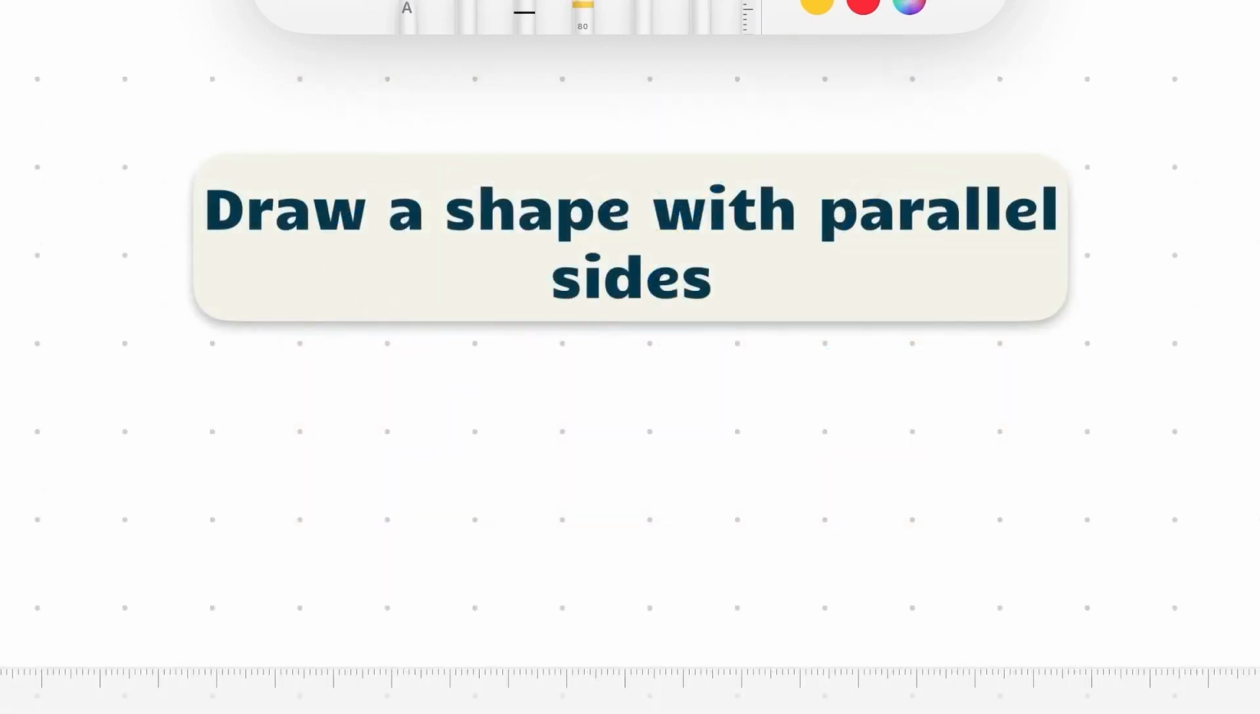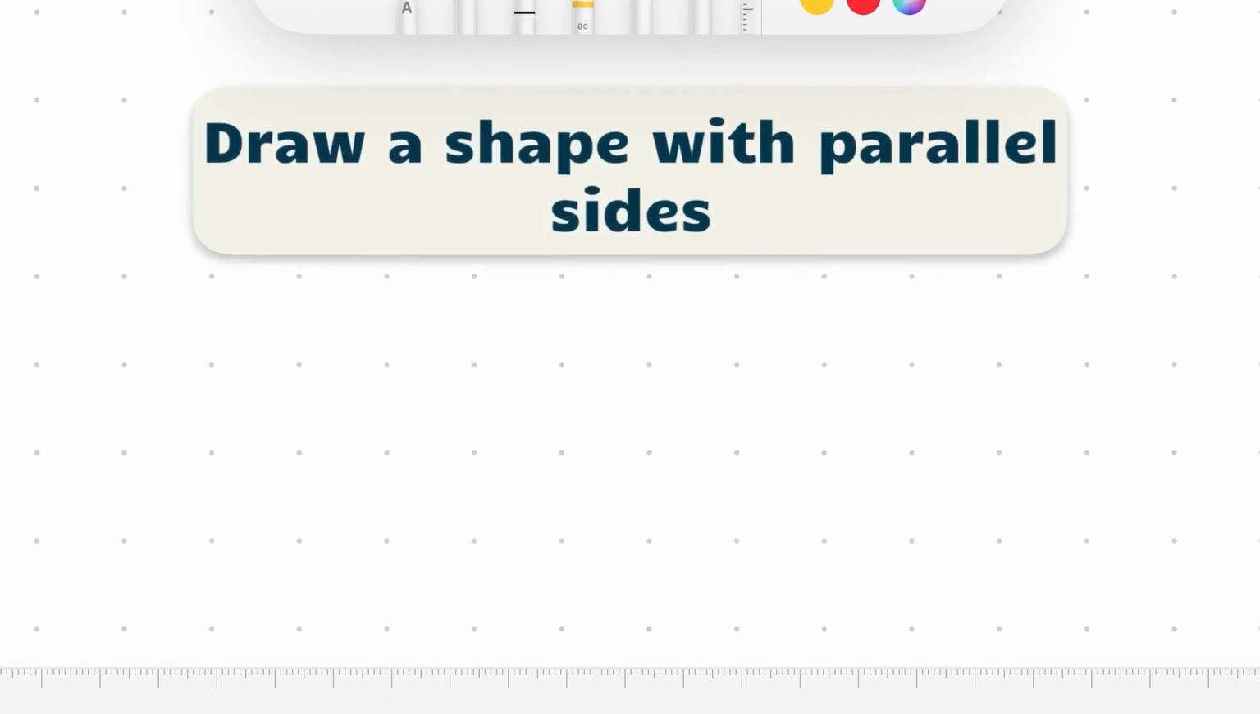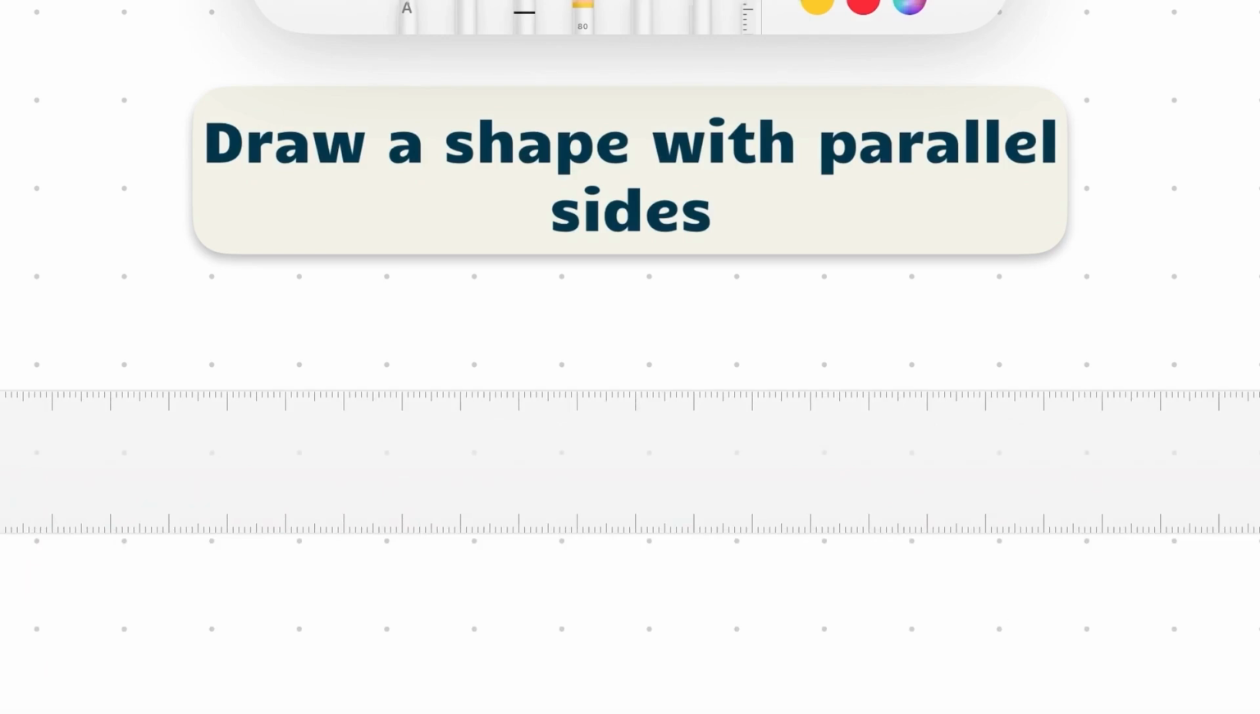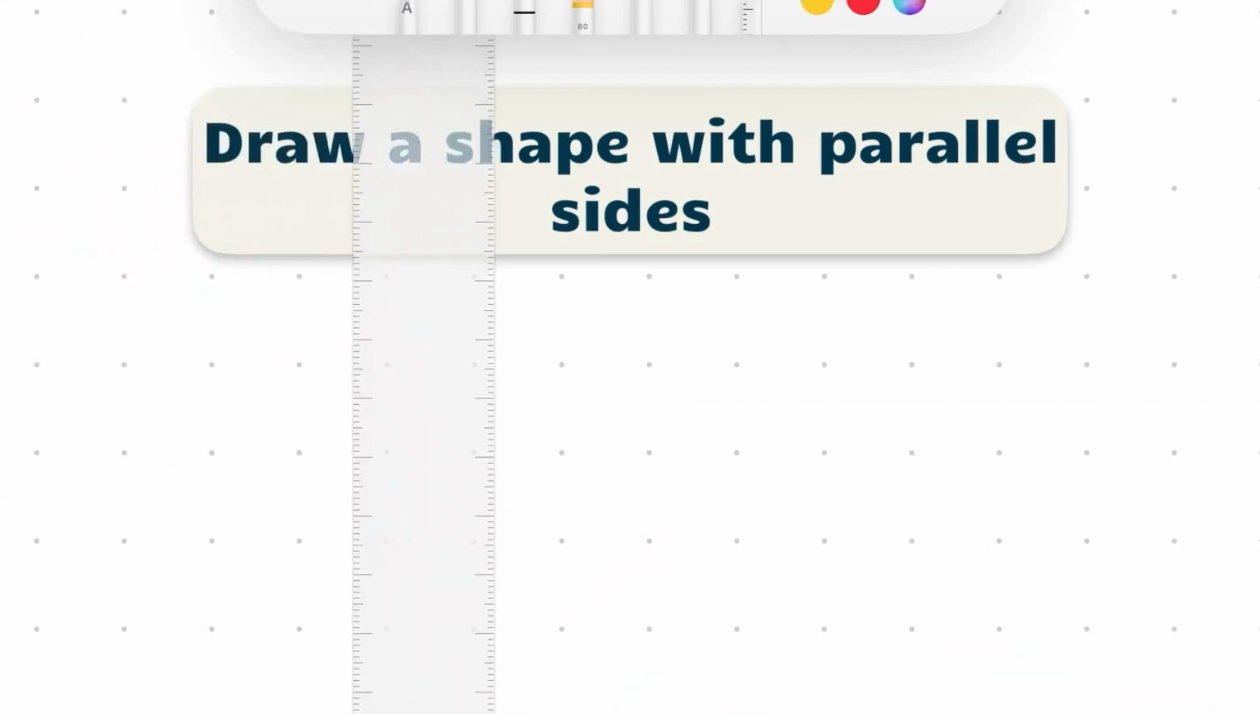For our last practice problem, we're asked to draw a shape with parallel sides. Remember that parallel sides never intersect and are always the same distance from one another. So there are several possible shapes that I can draw. I can draw a square, a rectangle, a parallelogram, a rhombus, a trapezoid, and maybe even a hexagon. But what I want to essentially do is mark my shape with the correct symbols. That's very important. So let's see how I can do that.